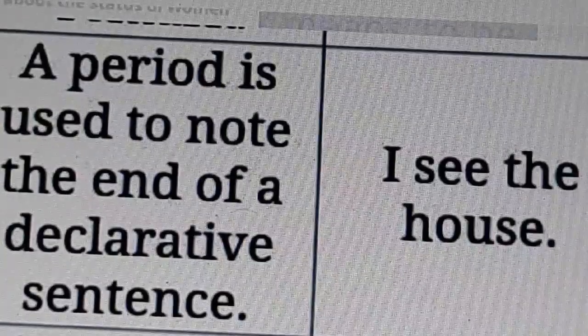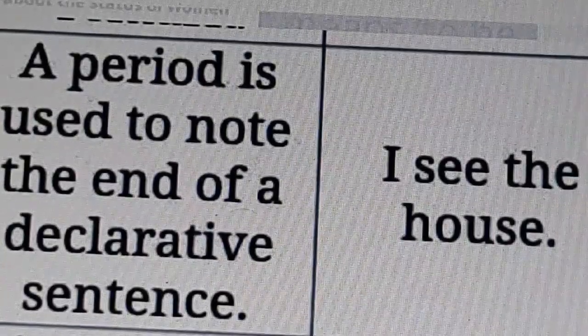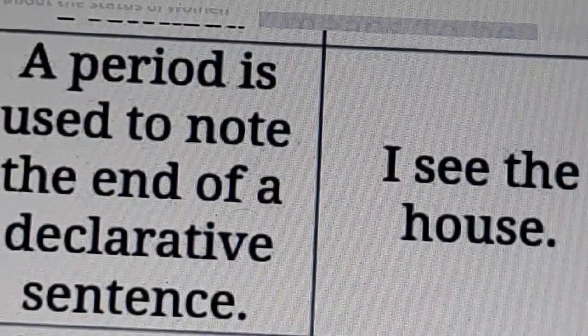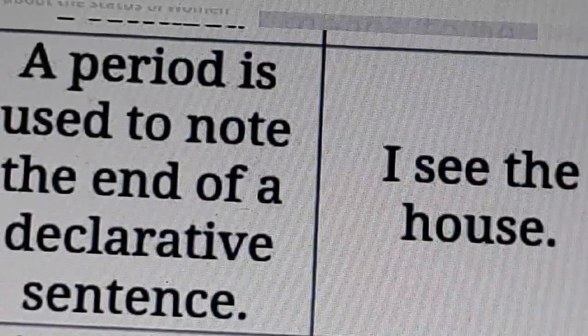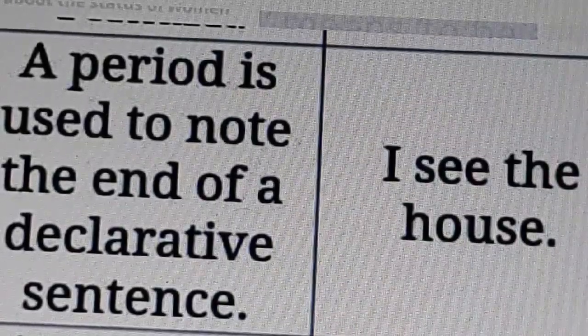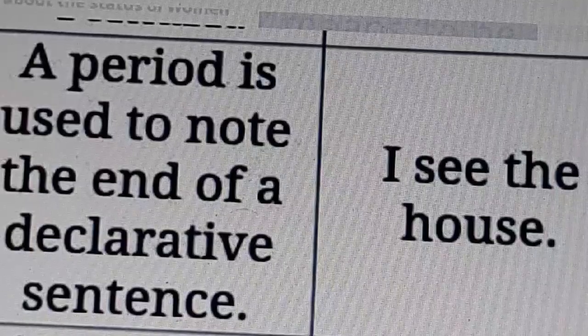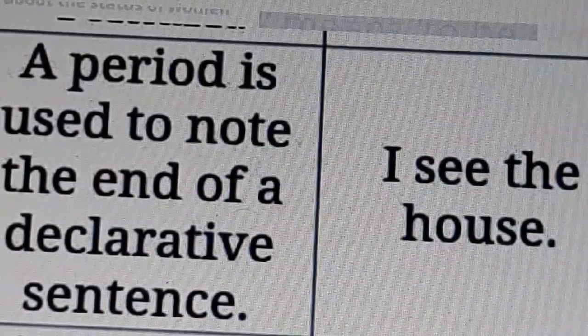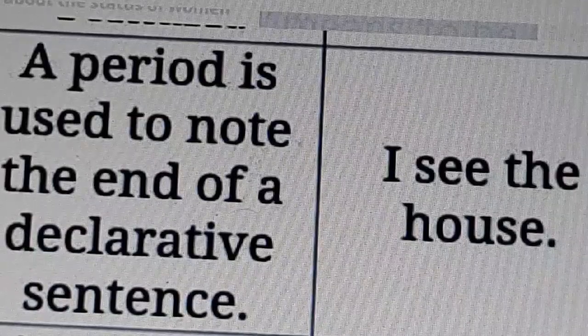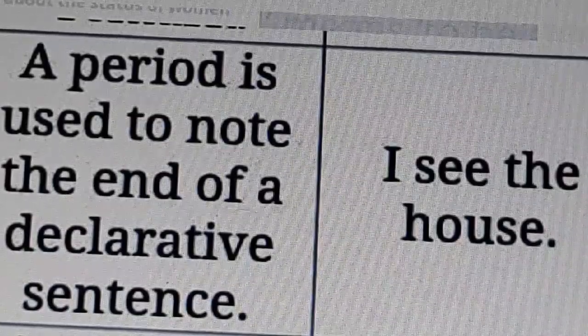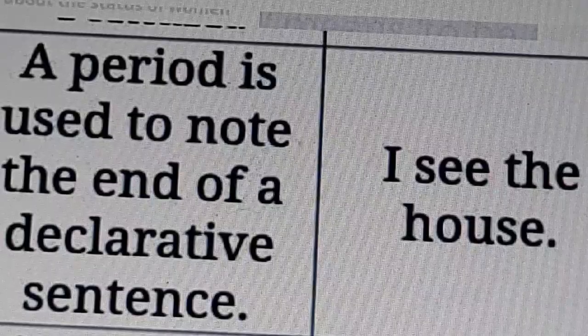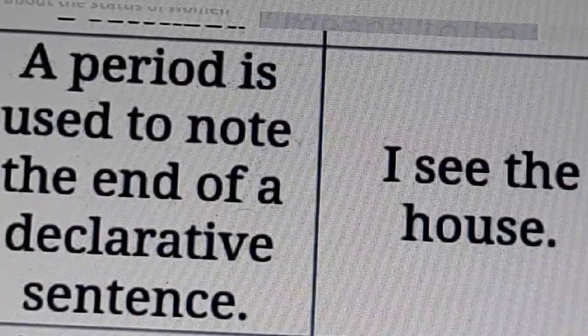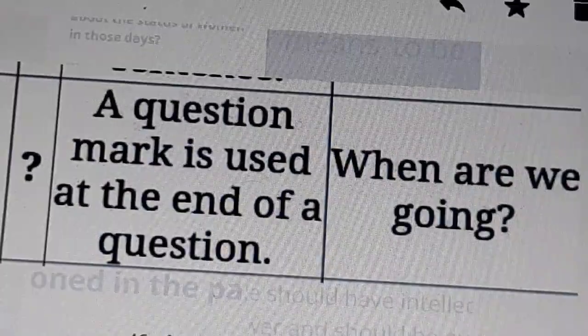A period is used to note the end of a declarative sentence. I see the house. Here we put a full stop or period. A period is used to note the end of a declarative sentence. Example: I see the house. Here we put a full stop or period after the sentence.